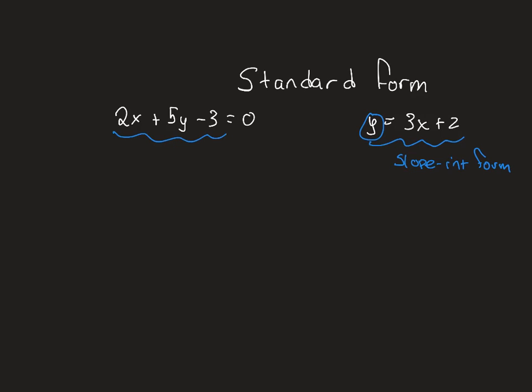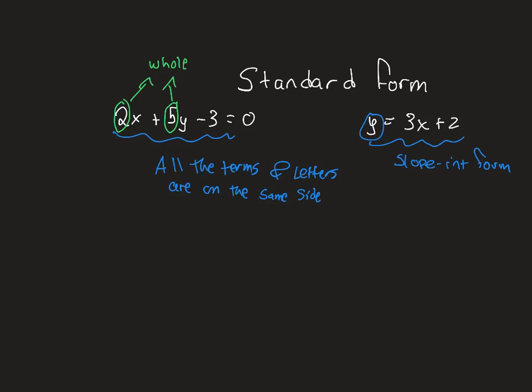Over here, though, what are we noticing? We're noticing that all the terms and letters are on the same side. Now, it's not as simple as that, but I'm also noticing the number 2, the number 5. These are both whole numbers. And of course, this number 2 is positive.